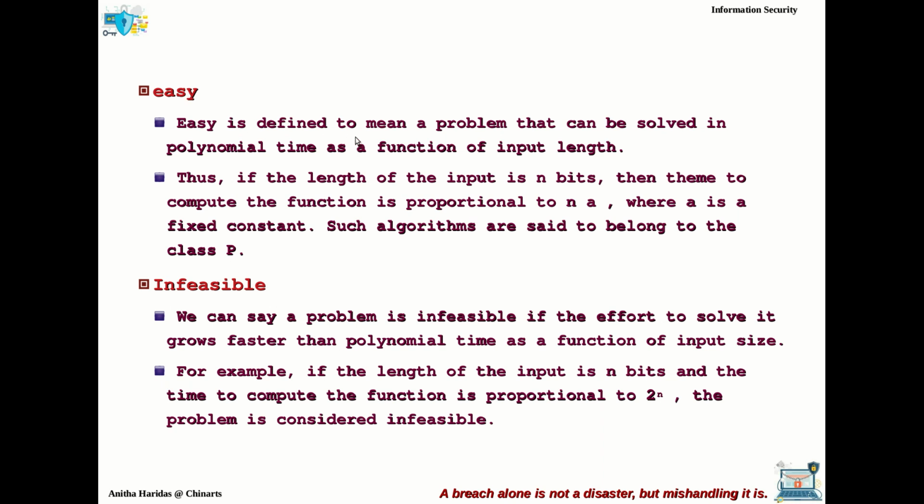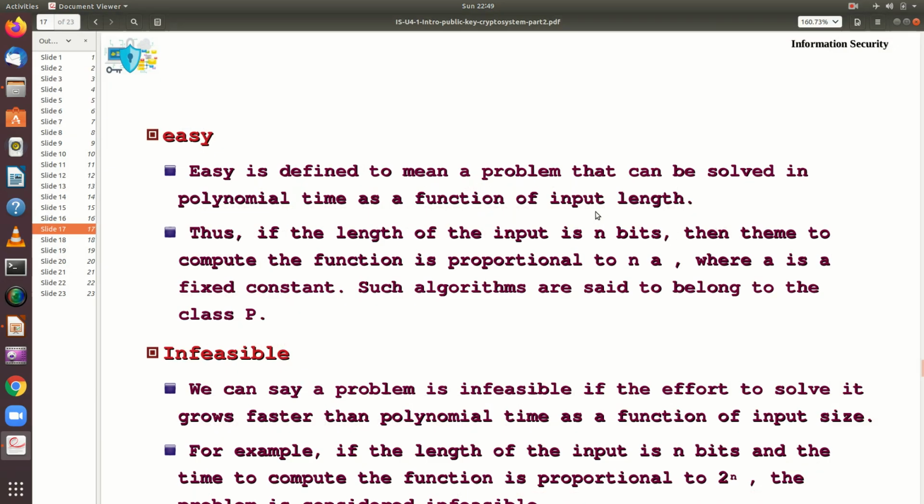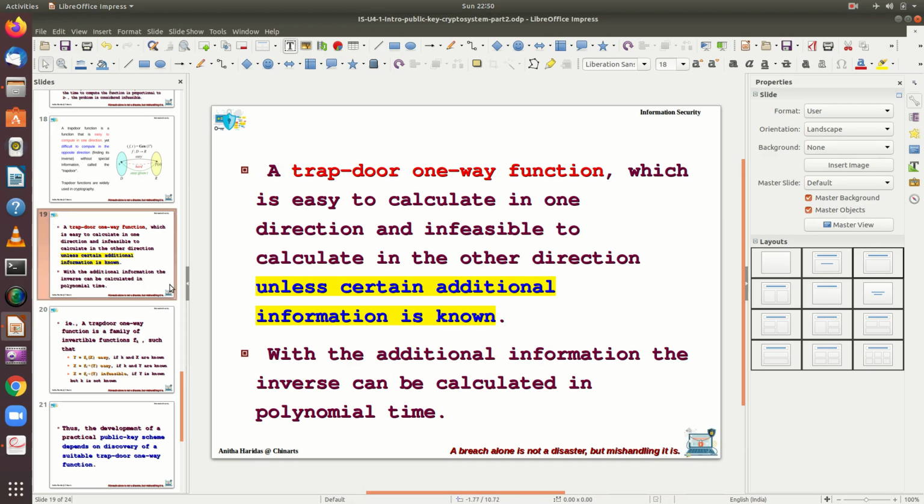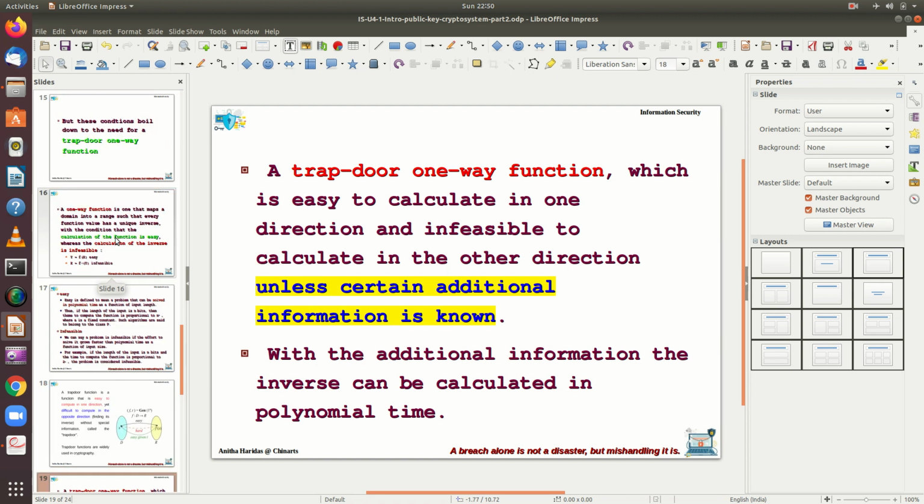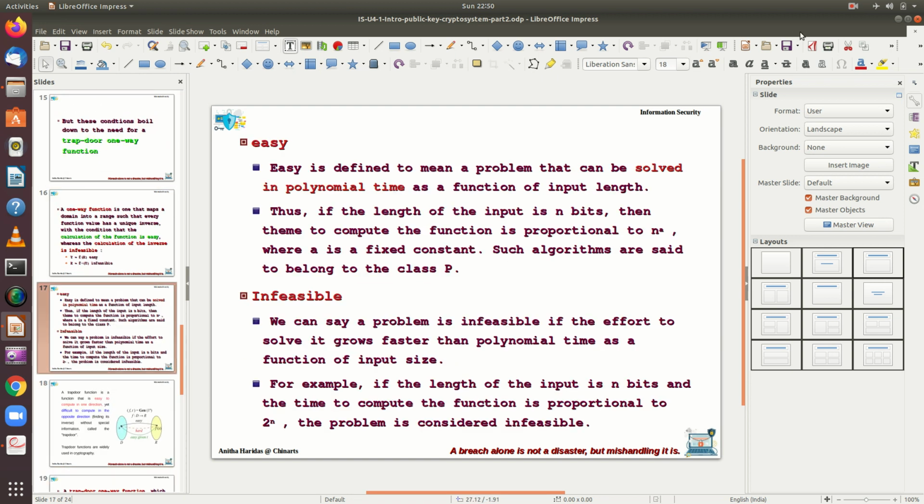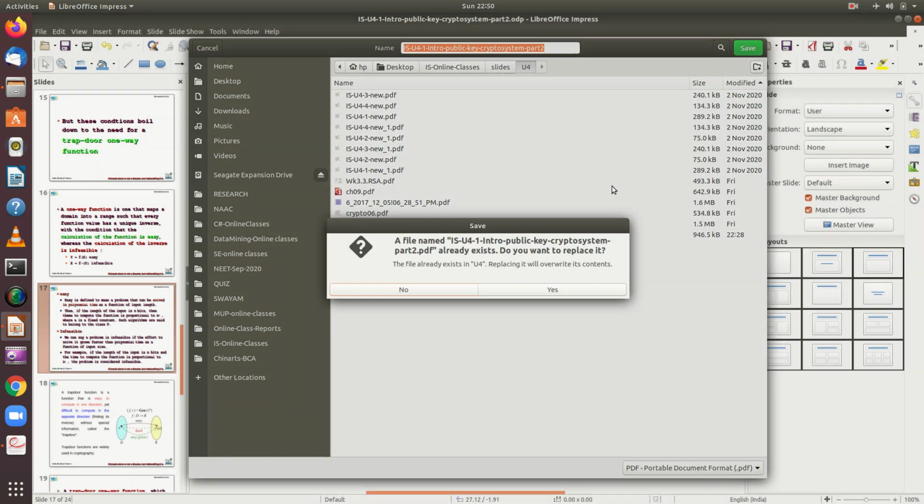Easy is defined to mean a problem that can be solved in polynomial time as a function of the input length, right? So if the length of the input is just n bits, then the time to compute the function is proportional to n power a. It is not na, please make a note of it. It is n power a, where a is a fixed constant. Let me correct it now itself.